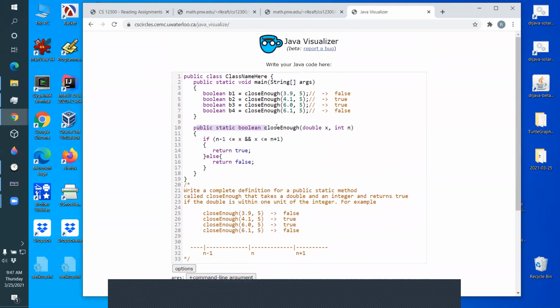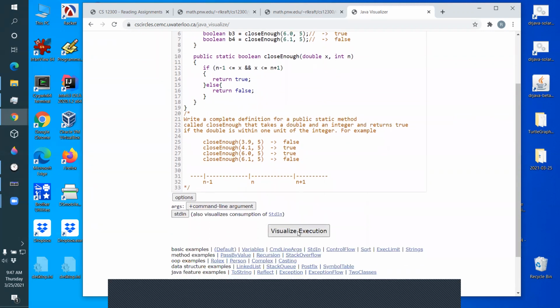I have the method declaration. I have the body of the method. Doesn't have to do a whole lot. Okay, and in this case, it's going to return true if this is true and return false if this is false. Okay, so let's just check that this works.